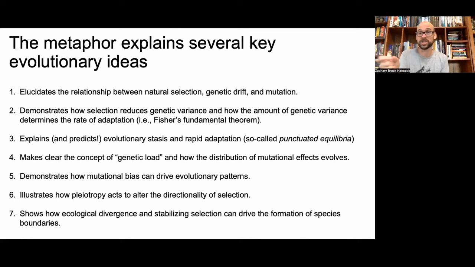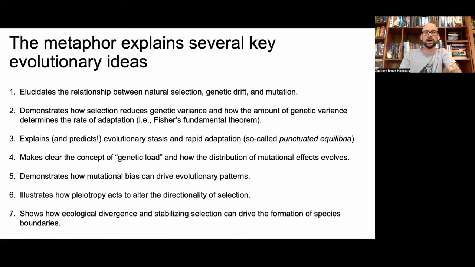Third, we talked about how stasis and rapid adaptation, what paleontologists call punctuated equilibria, is actually predicted from the adaptive landscape, such that the idea of punctuated equilibria is not novel or even necessary; it was already a prediction of the adaptive landscape. It's not an idea we even needed to ever consider and debate. Fourth, it makes clearer what the concept of the genetic load is, and specifically how the distribution of mutation effects evolves. So again, remember, as a population is moving through that adaptive landscape, especially as it's adapting, the proportion of beneficial mutations begins to shrink towards neutrality. Again, exactly as we would expect if the population is highly adapted to the environment that it's in.